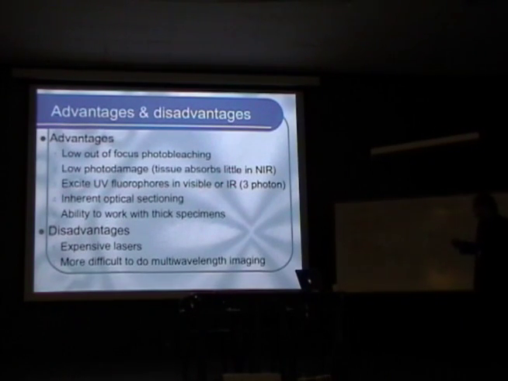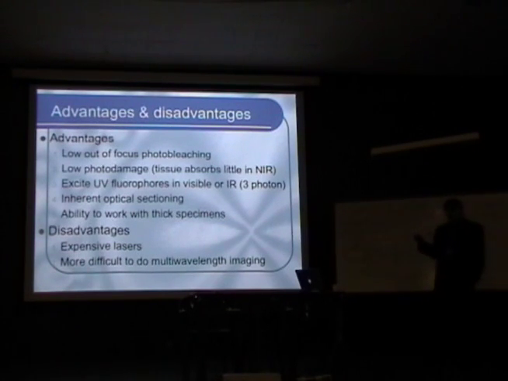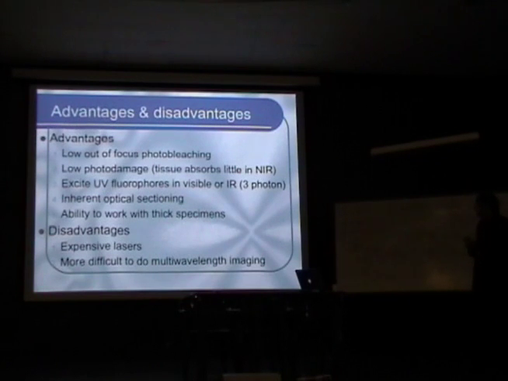Also low photodamage because the tissue or other materials do not absorb in the near-infrared part of the spectrum, which also means we do not heat them that much, and so we don't need to worry about damaging the sample that much. One can also excite the chromophores that absorb in the ultraviolet part of the optical spectrum by using either visible or infrared excitation laser beams. And in addition, we can probe the samples even without the use of dyes, by using their self-fluorescence properties.